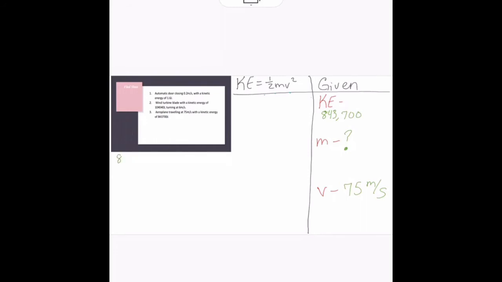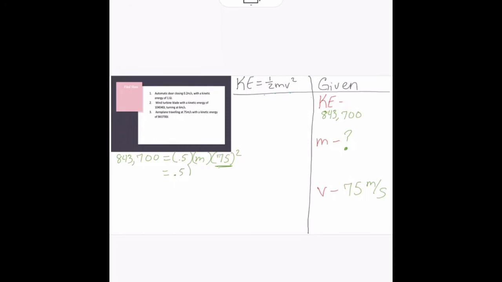Okay. I'm going to, again, try to squeeze all of this in over here in this little corner. So we have 843,700 equals 0.5. Mass is, we don't know. And my velocity is 75 squared. And we're going to do same thing as before, 75 squared.